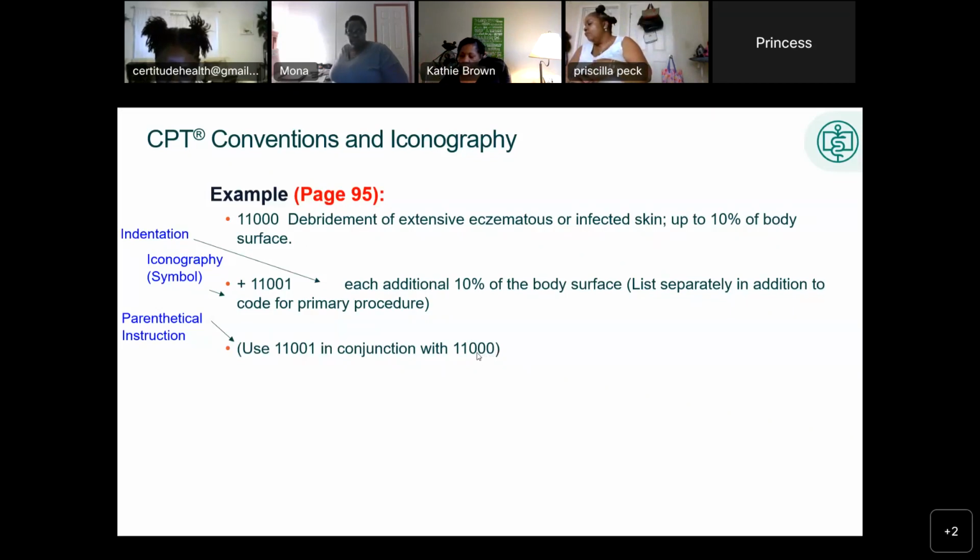So I noticed when you typed it in the chat, we don't have to include that plus. That's just to let us know that it's coming after the first code. Right. And we call the first code the parent code. Just like the parent and the child, that's your +1. So we call that the parent code. But that is correct, Princess.